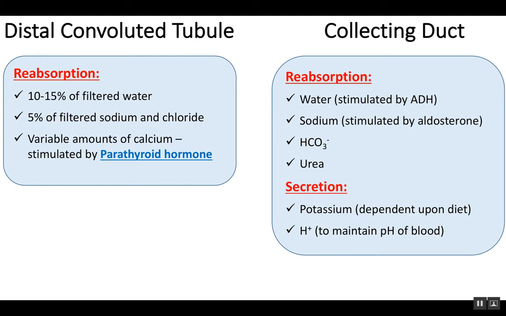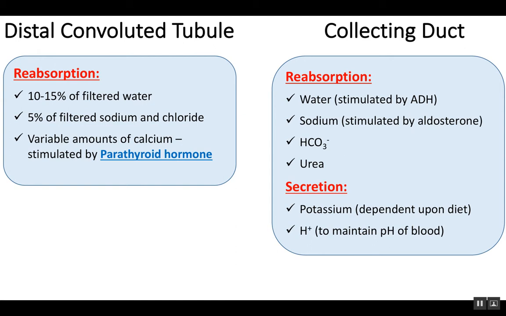So recall, ADH does three things. One, it decreases sweating when you're dehydrated. Two, it vasoconstricts blood vessels to keep your blood pressure up. And three is it targets the collecting duct to retain water. And we're going to look at a separate slide focusing in on ADH, but you've heard of ADH before in the past. Now we just have to look closer at how it works at the collecting duct.